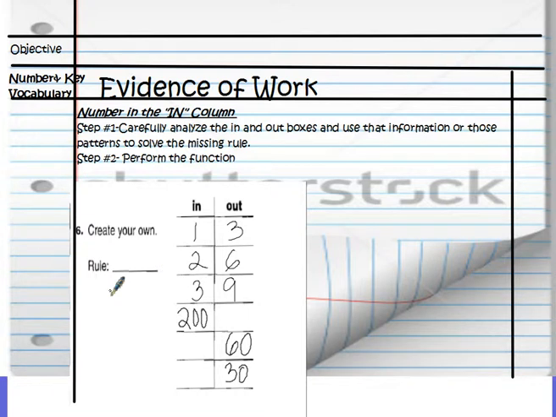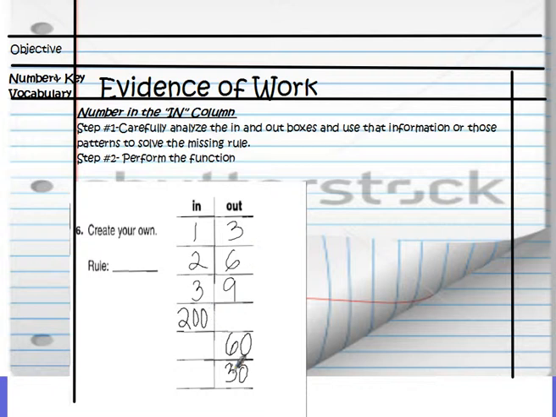So the first thing you need to do, again, is carefully analyze the in and out boxes and use that information, or those patterns, to solve the missing rule. After that, perform the function. So we need to study the in and the out columns and how they relate to each other. So first step, I don't want to focus.